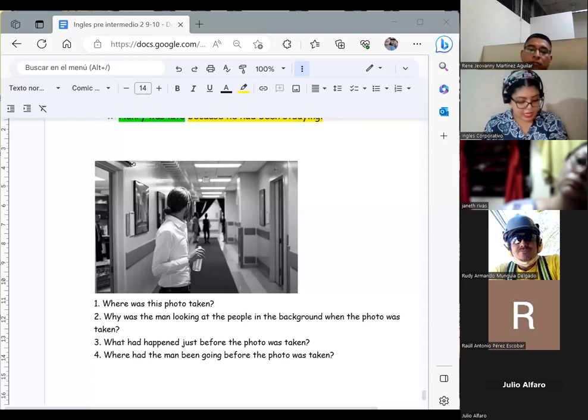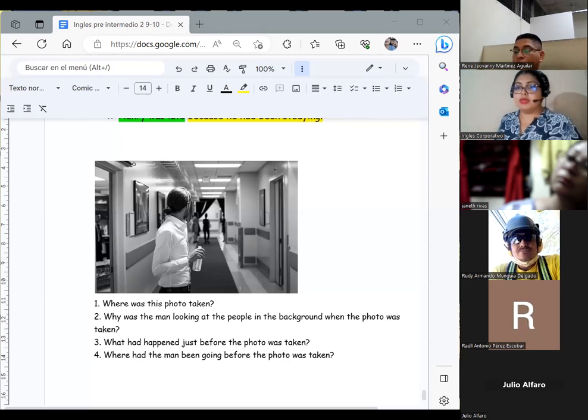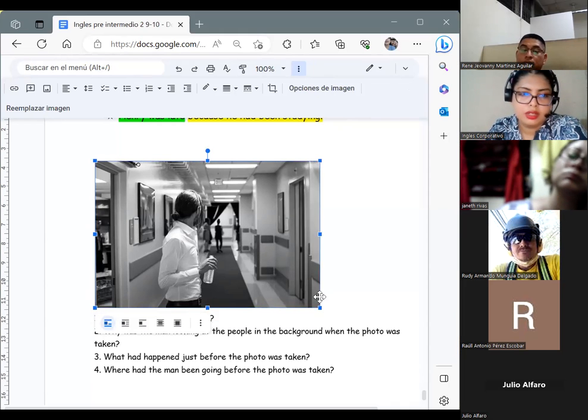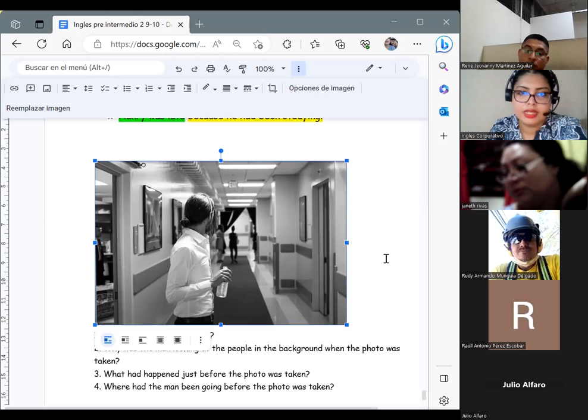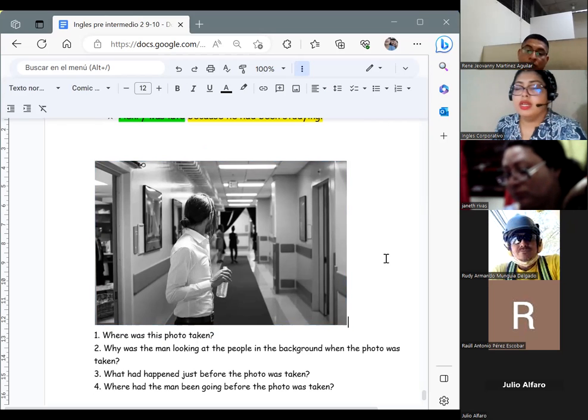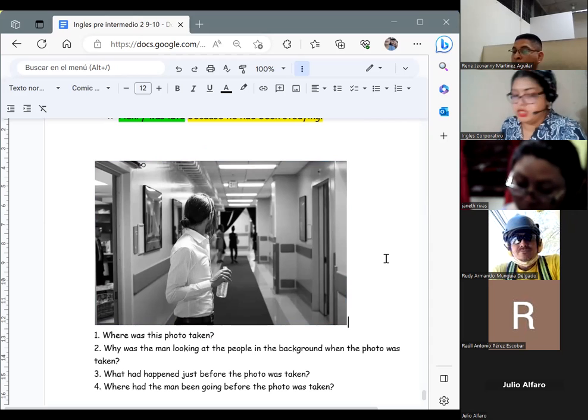We're going to test our knowledge about the topic of the past. In this case, we are going to give the answer to the questions that we have there. But you need to see the image. You need to analyze what are the elements that we have there. So you can look into the image. I'm going to make it bigger. So we're going to answer the following questions.